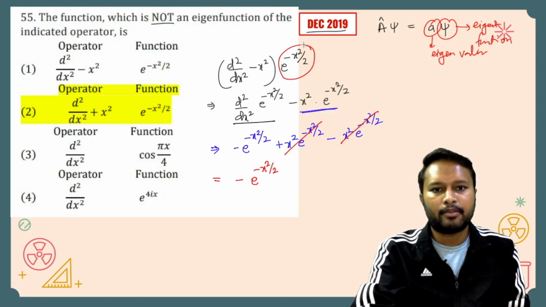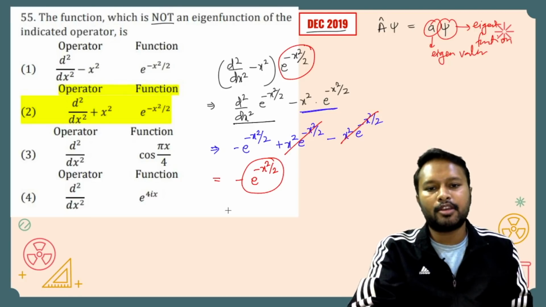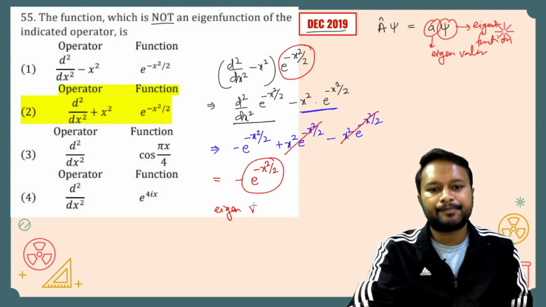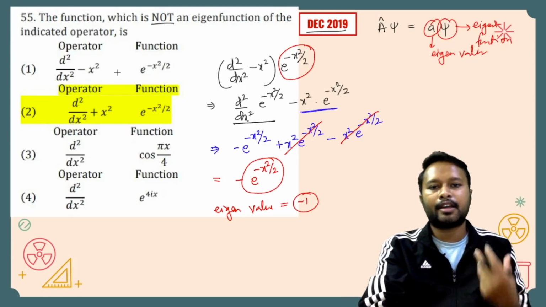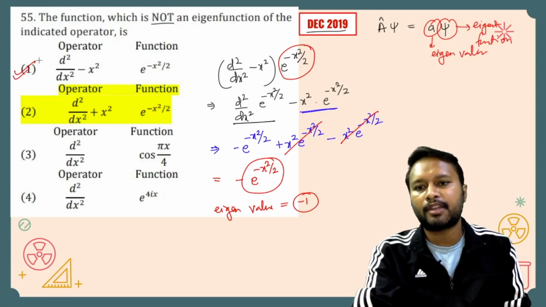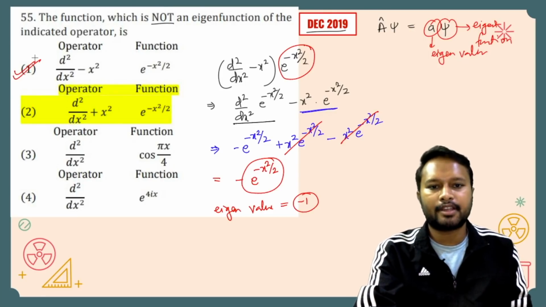So you started from the wave function and you got your wave function back. What is the eigenvalue here? I'll write down the eigenvalue is minus 1 in this case. So is the first option an eigenfunction? Yes, the first option is the eigenfunction. So first is the correct one.